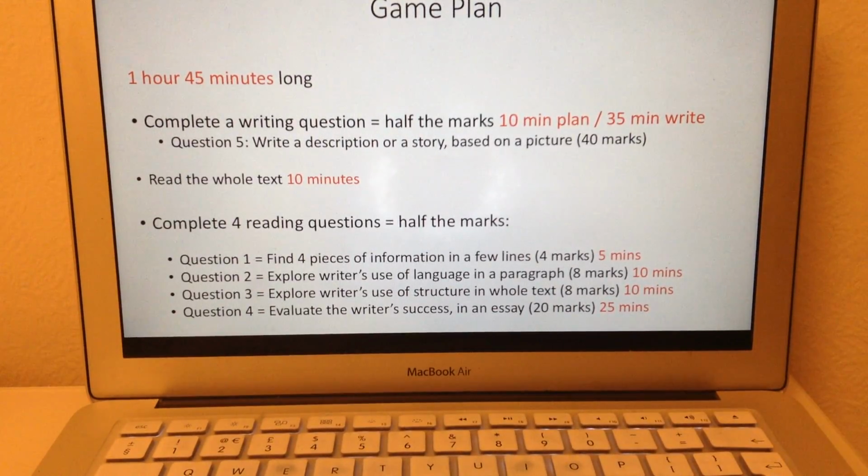Welcome back, people. This is the reading part of the exam. So you are 45 minutes in now, you've had a little daydream, and you're going to smash it on the reading questions and start by reading the text.